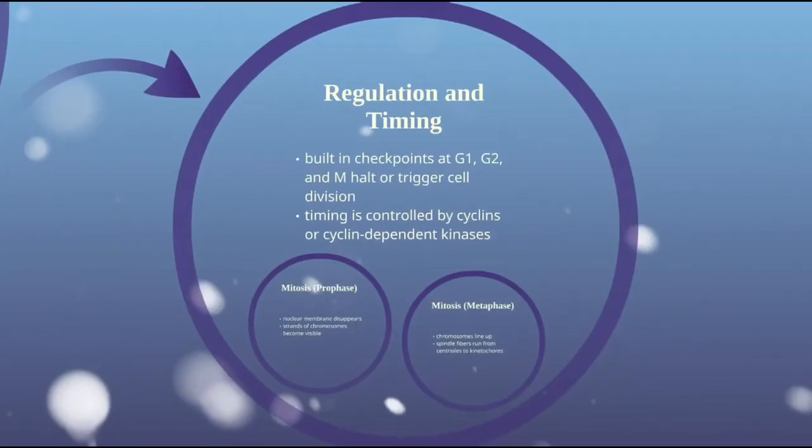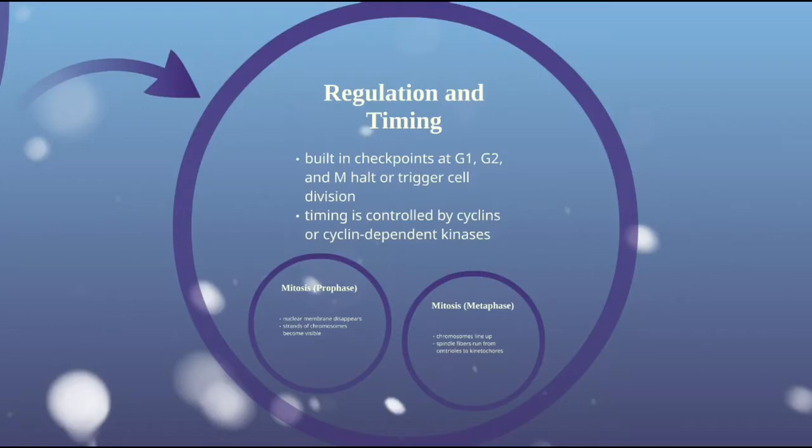In order for a cell to function, it has to have regulation and timing. Two important factors limit cell size and promote cell division: the ratio of the volume to the surface area and the capacity of the nucleus. There are built-in checkpoints at G1, G2, and M that either halt or trigger cell division. The most important checkpoint is the restriction point in G1. Without the go-ahead signal, the cell becomes a non-dividing cell. For example, muscle and nerve cells.